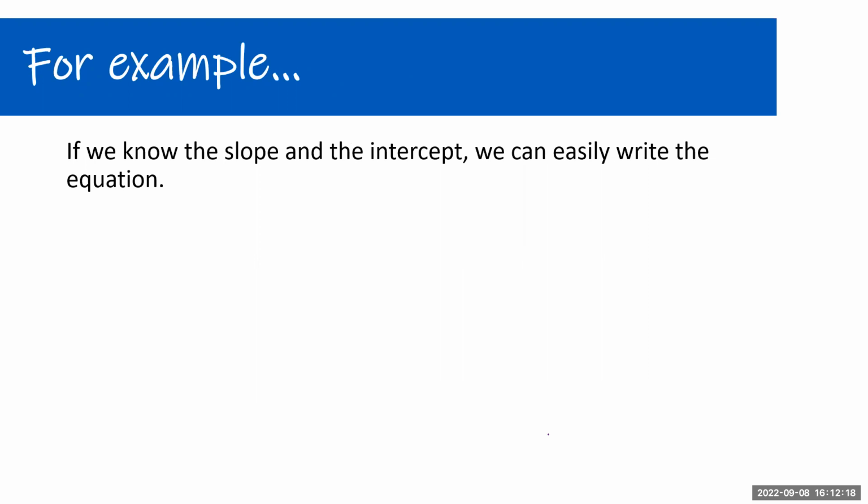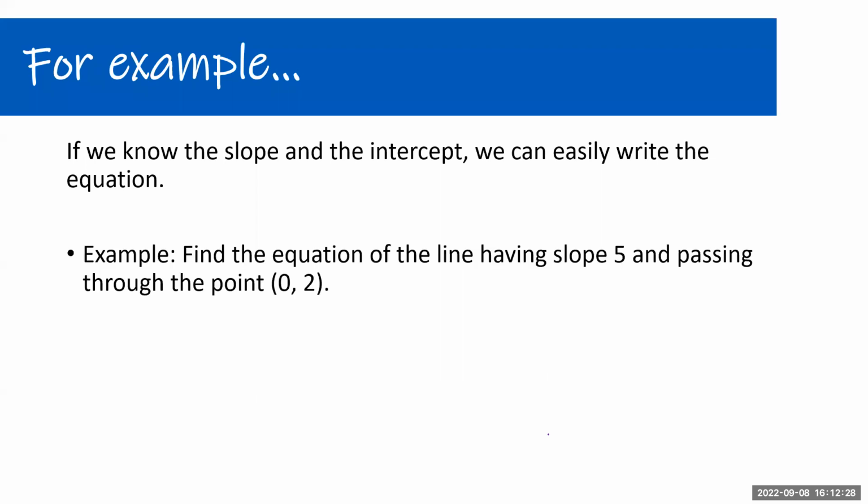We've worked backwards, right? If I gave you the equation, you can tell me about the graph. What if I just give you information about the graph and you can write the equation? That works just as easily. For example, let's say that we need to find the equation of the line having a slope of 5, so m equals 5, and passing through the point 0, 2.